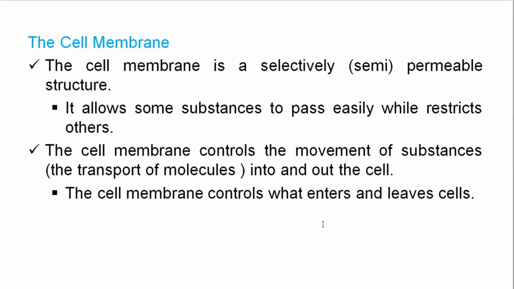The movement of substances that enter the cell and the movement of substances that leave the cell is controlled by the cell membrane. So the cell membrane is a selectively permeable, semi-permeable structure. Only the allowed substances enter the cell and only the allowed substances leave the cell.